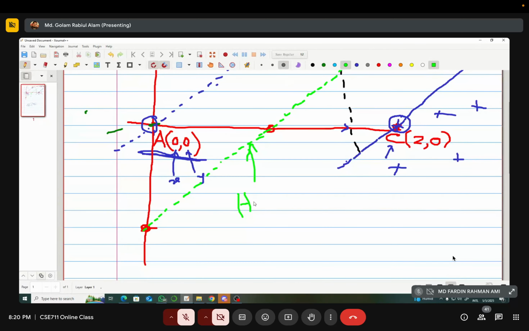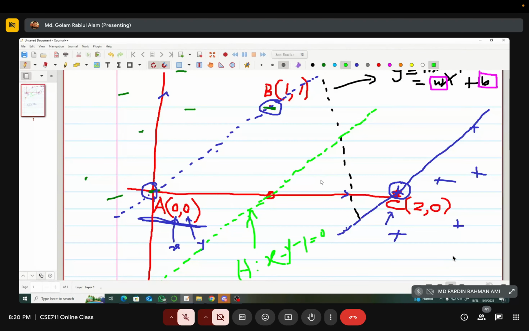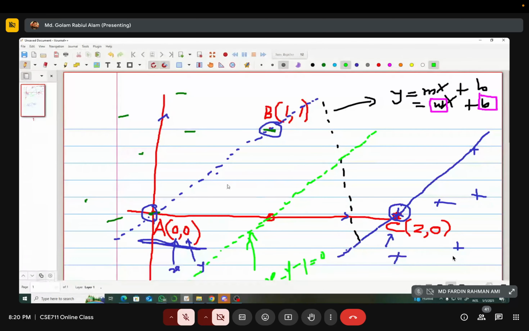H: x minus y minus 1 equals 0. The hyperplane equation. This is the equation of our hyperplane. So in this hyperplane equation, we can see this side is positive, this is the positive gutter, and this side is negative, with those negative data points, and this is the negative gutter. So we got the hyperplane equation.